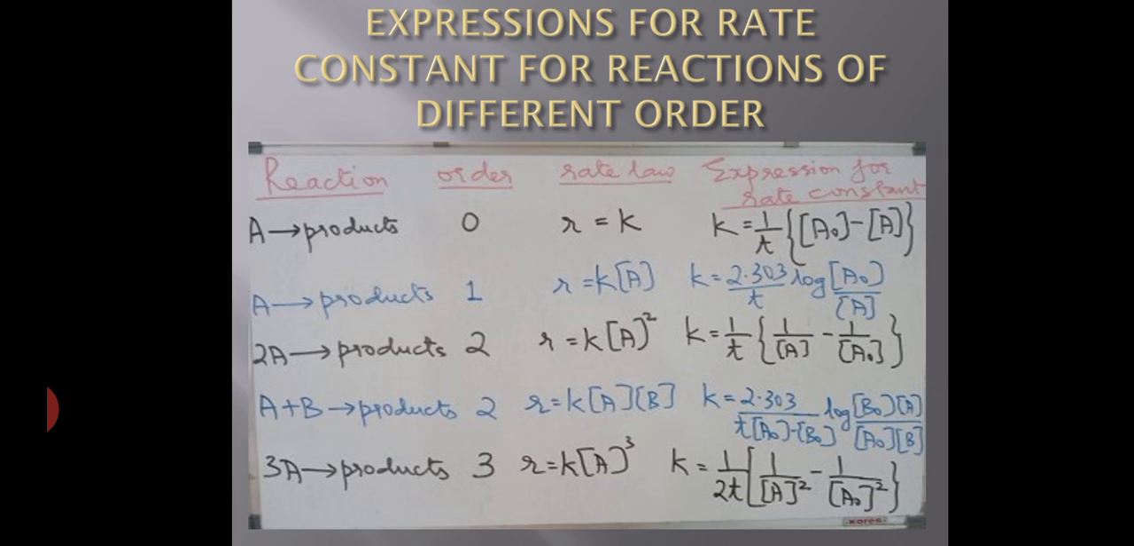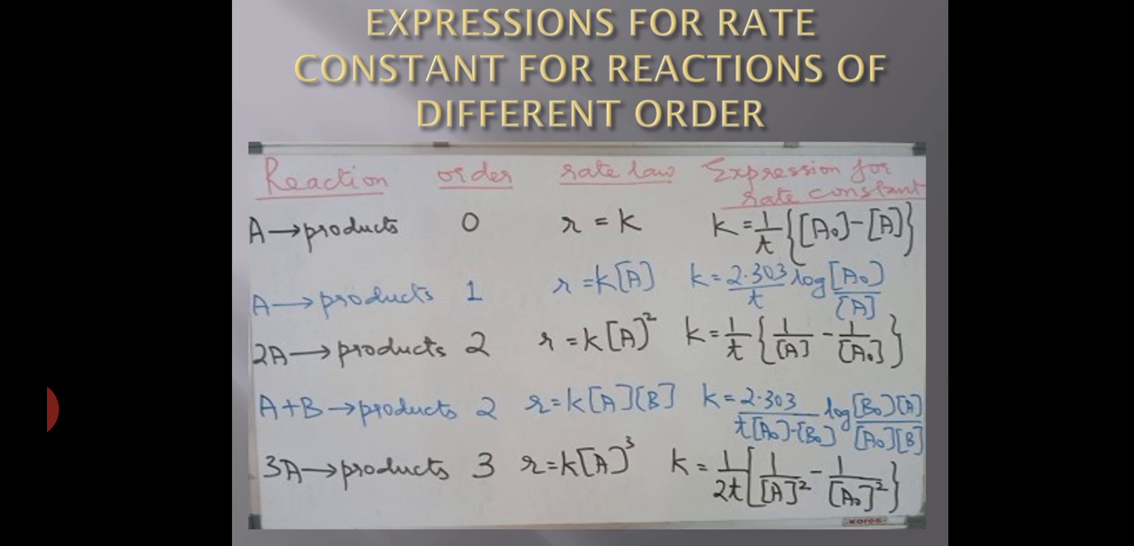If the second order reaction involves only one type of reactant, then, as you can see, R is equal to K times concentration of A square, or K is equal to 1 by t into (1 by A minus 1 by A naught). And if two reactants are involved, it is also a second order reaction, then R is equal to K into concentration of A into concentration of B. So the formula will be K = 2.303 by t (concentration of A naught minus concentration of B naught) times log of (B naught into A) by (A naught into B).